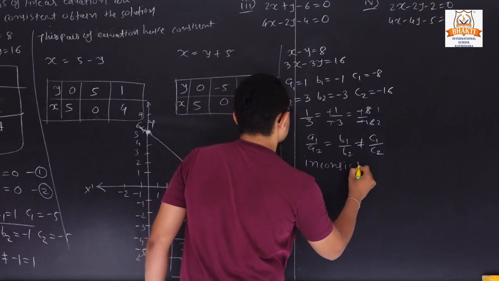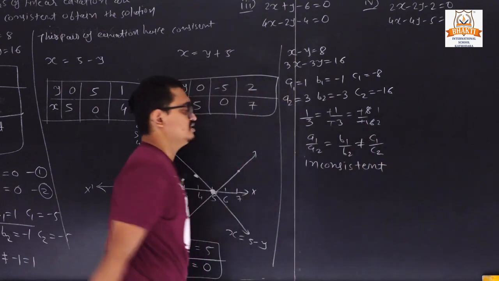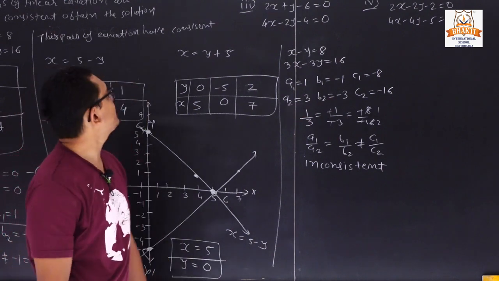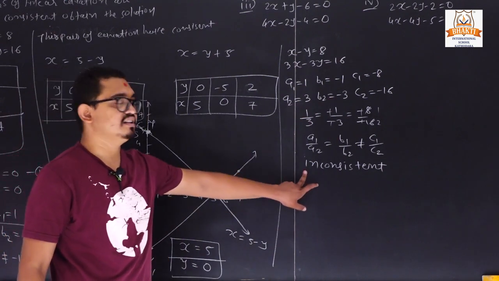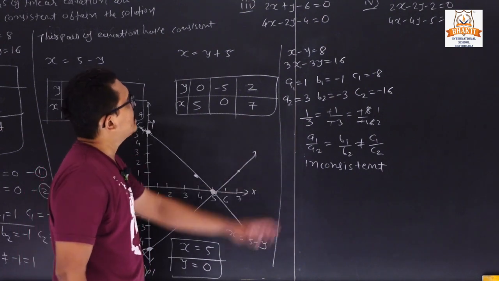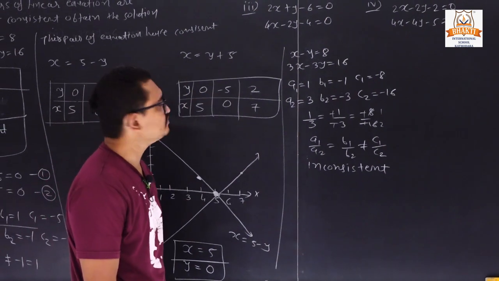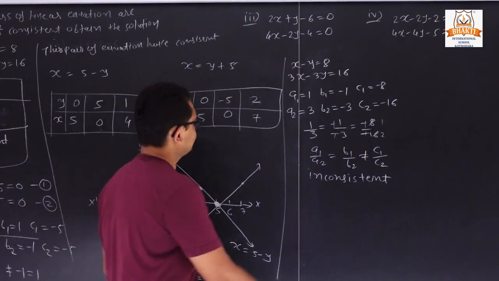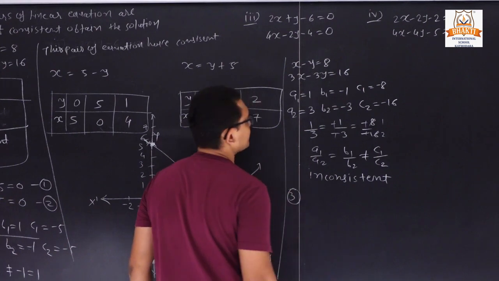This condition shows what? Inconsistent. So this pair of linear equations has which kind of solution? It is inconsistent. Now similarly for the third, once again see the third.